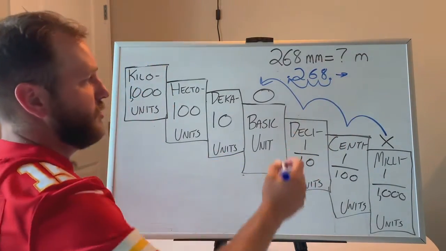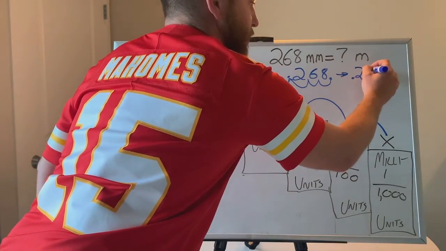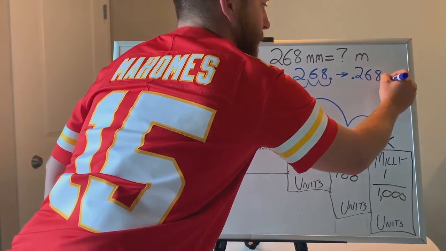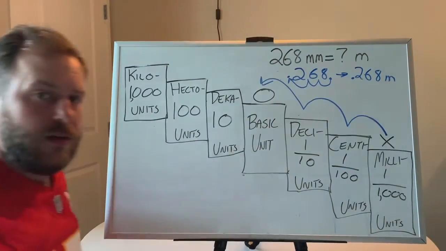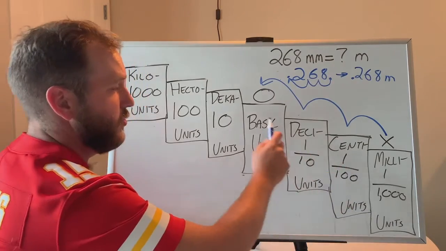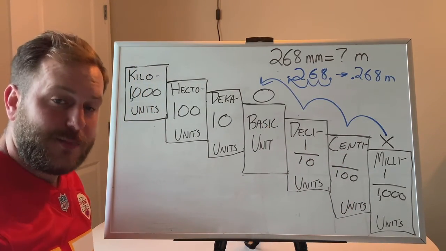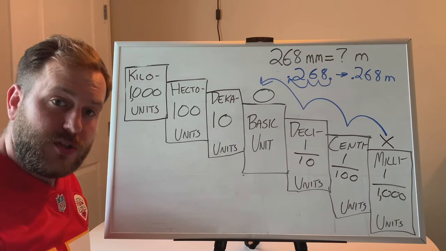So this is going to result in 0.268 meters. And that's how you convert. You could also divide by 1, 2, 3 tens, which would be dividing by 1,000. That is an option as well, however you prefer to do it.